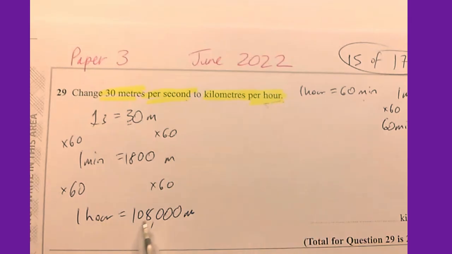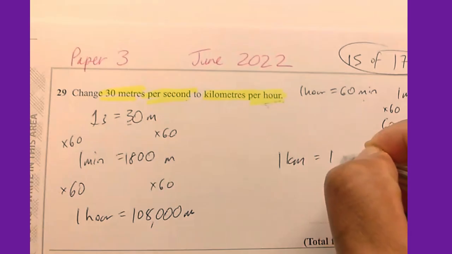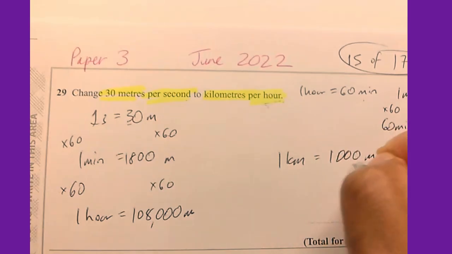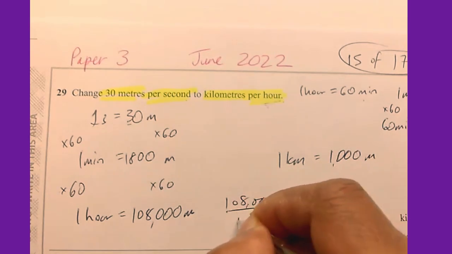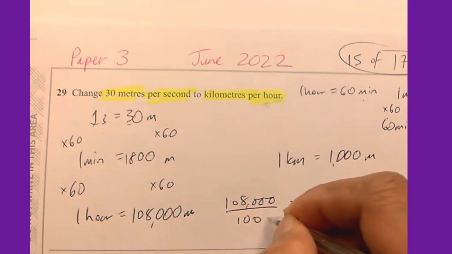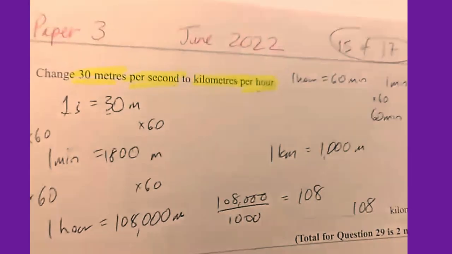Okay, so we want kilometers per hour. So in 1 hour, we've got that many meters. And now we also need to remember 1 kilometer equals 1,000 meters. So we can just do 108,000 divided by 1,000 equals 108 kilometers. Let's go to the next question. So well done if you got 108 kilometers per hour.